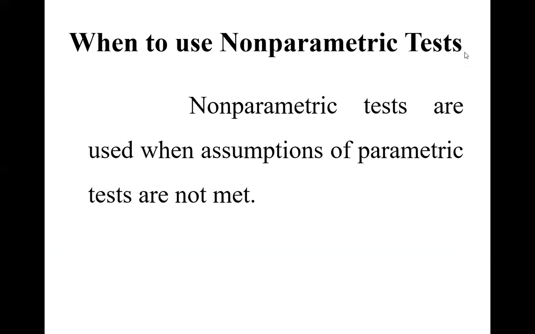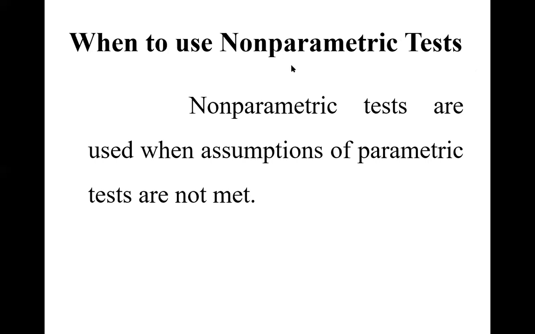Now the non-parametric test, when to use? Now the question is when to use a non-parametric test. So we use a non-parametric test when the assumptions of the parametric tests are not met. What does it mean? It means our data is in metric form and we want to apply the parametric test, but my data is not normally distributed or homogeneous, then in that condition we use a non-parametric test.